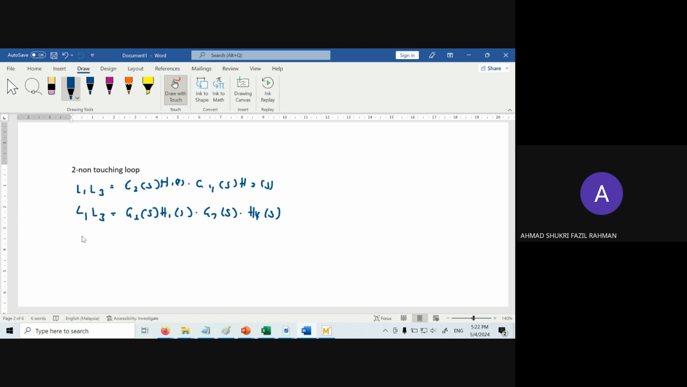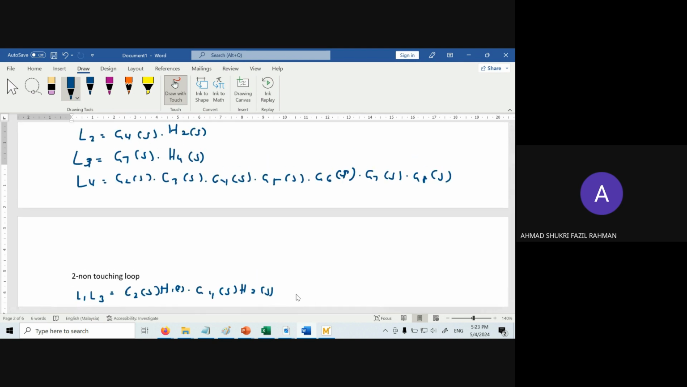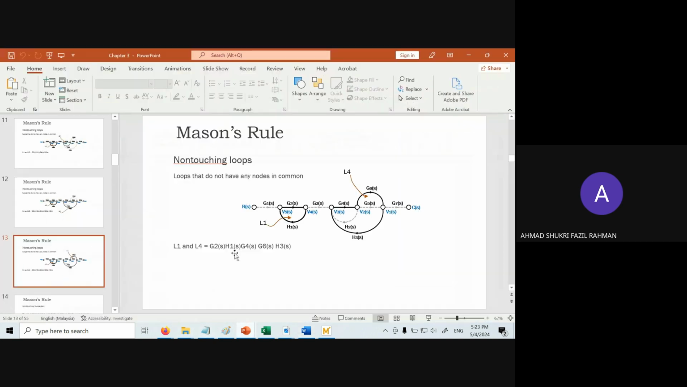And then the final one, between L2 and also L3: L2 is G2, G4, G2, H1, G4, H2, G4S, H2S, multiplied by G7, H4: G7S, H4S. Okay, so that completes the two non-touching loops, and then we move back.